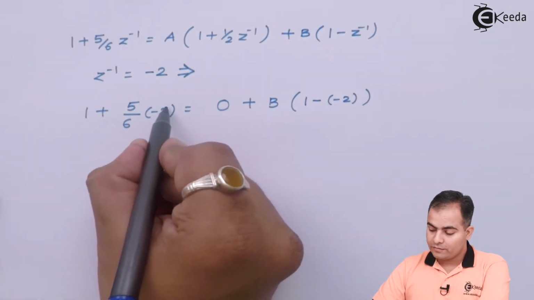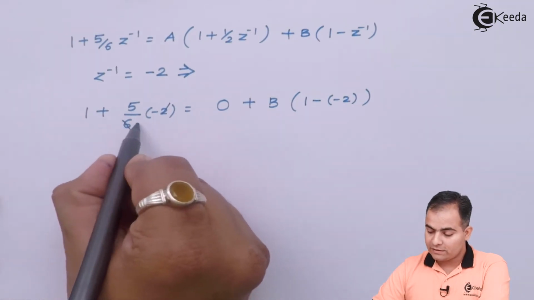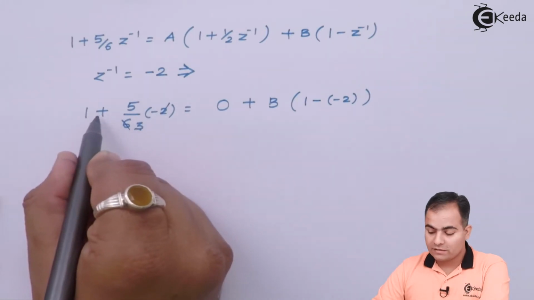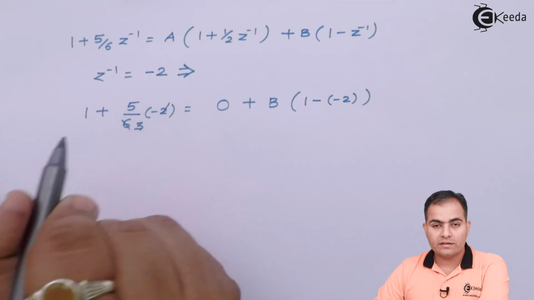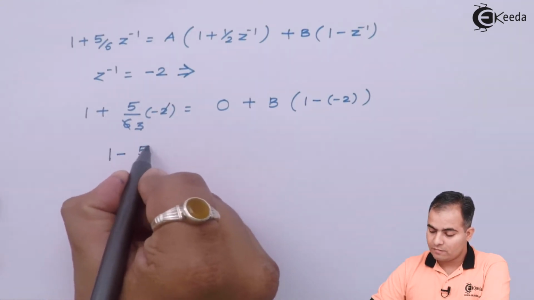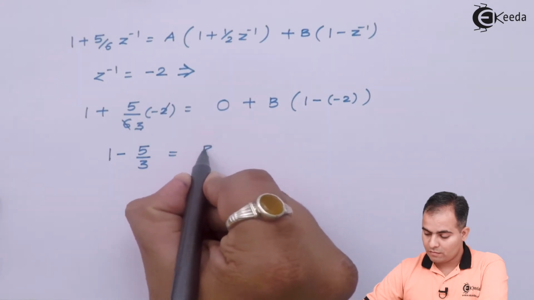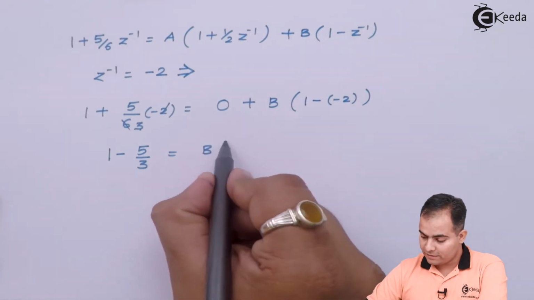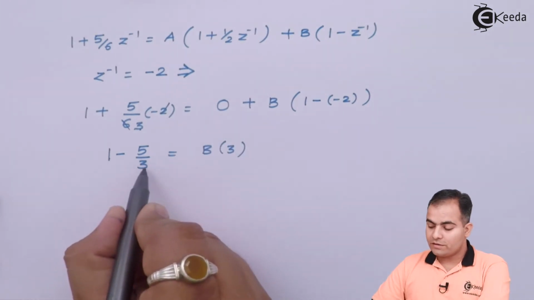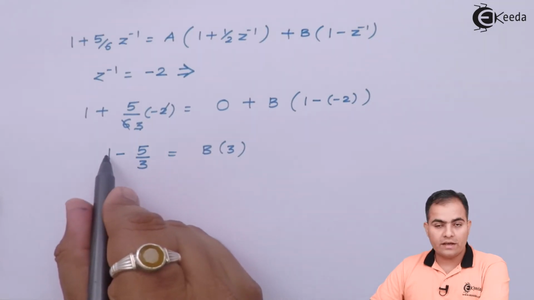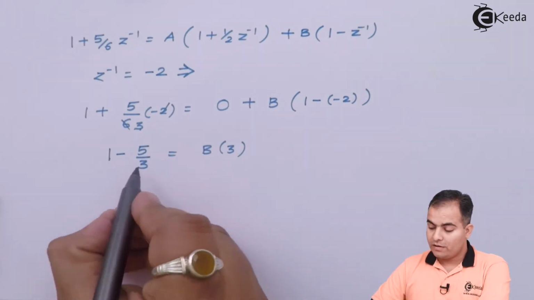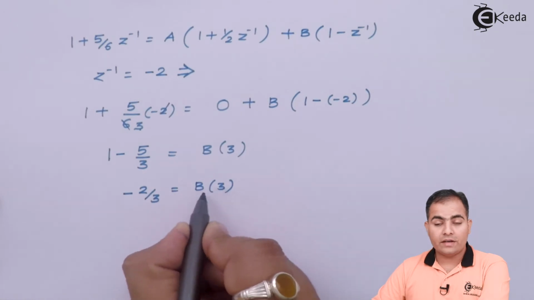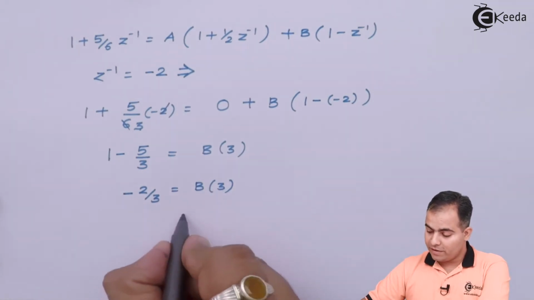Now look at here, we can divide this 6 by 2, answer is 3, and we know that the minus sign is multiplied with the plus, so you will get 1 minus 5 by 3 on the left hand side. And on the right hand side, what do you get? Minus into minus, answer is plus, so 1 plus 2 is 3. Now just cross multiply this value, so 3 into 1 is 3, and 3 minus 5 is minus 2, so what you will get? Minus 2 by 3.